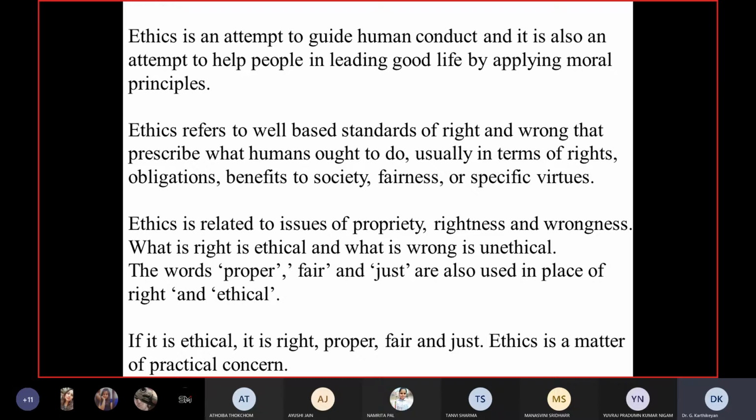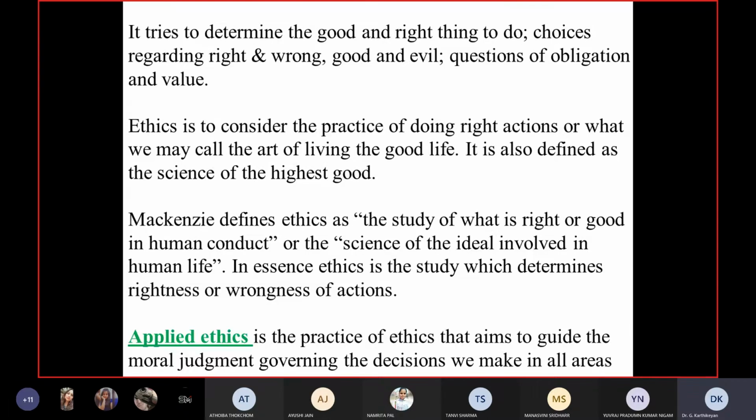So ethics is a matter of practical concern. It is not some theoretical thing, it's a practical concern. You see that on a daily basis, right? And it tries to determine the good and the right thing to do, choices regarding right and wrong, good and evil, the questions of obligation and value.